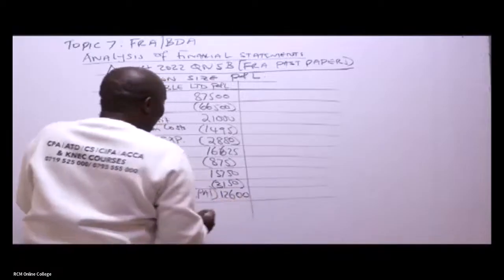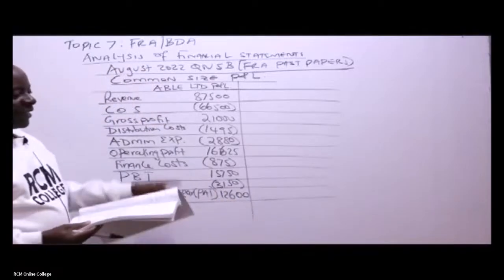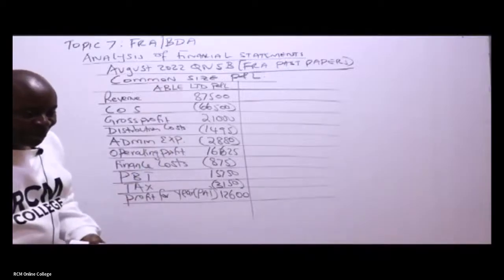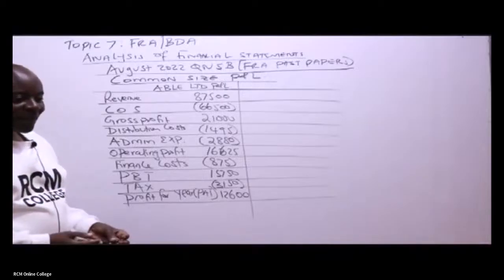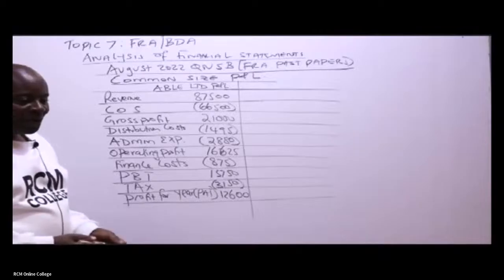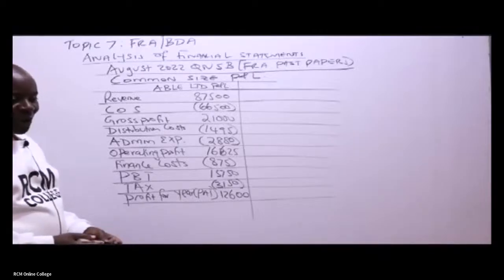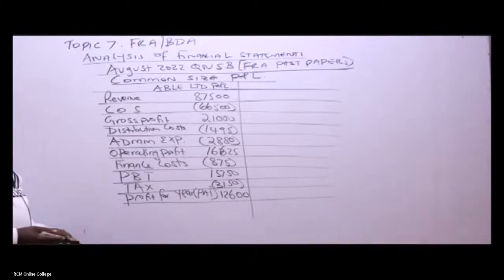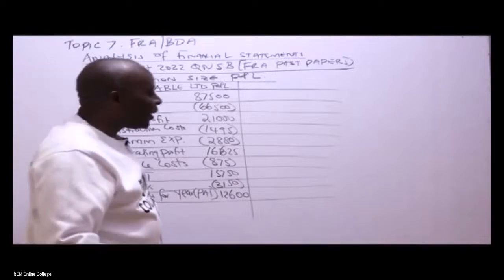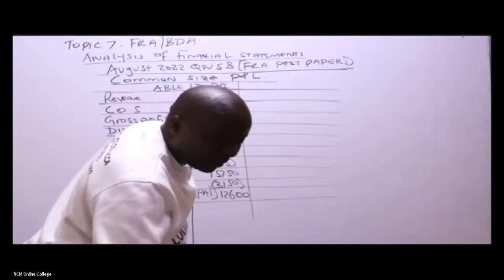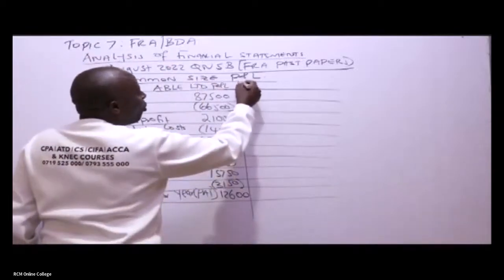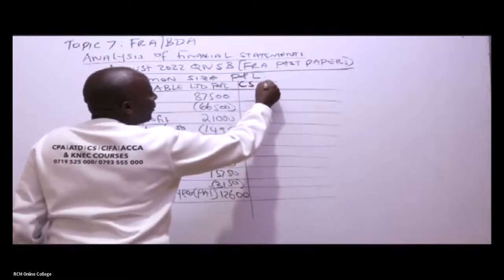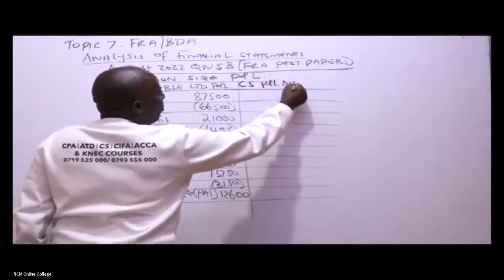So the FRA students, have you been able to copy this? Have we been able to copy up to here? Thank you so much, Carol, for sharing that Excel. Yeah. So then after reaching here, ladies and gentlemen, I would want us to come and do our common size P and L for Able. Common size P and L, Able.